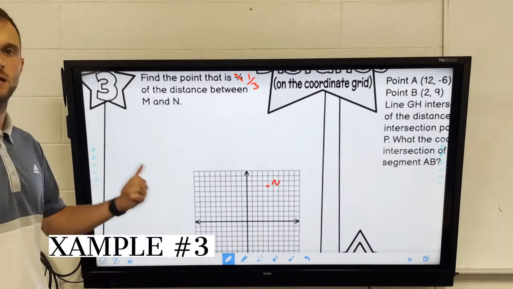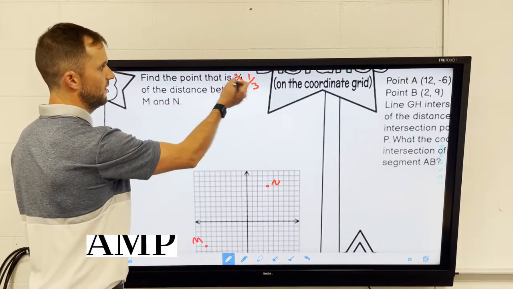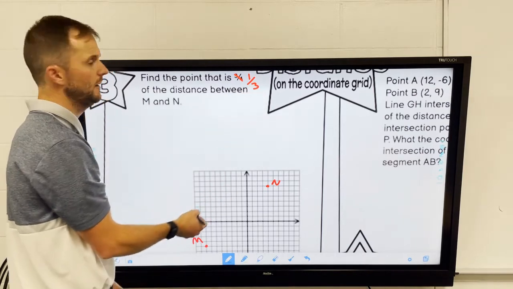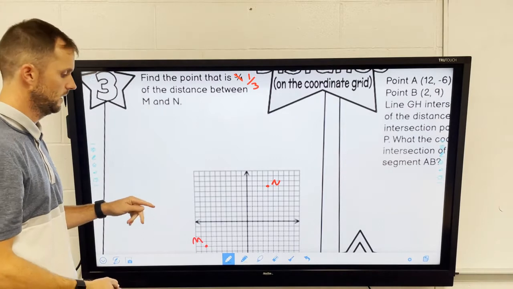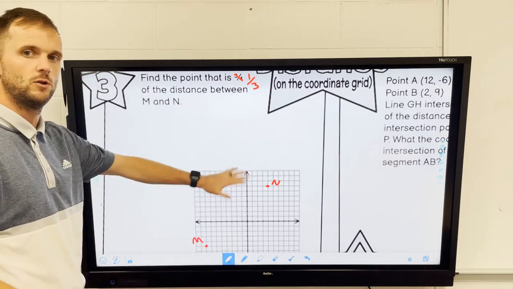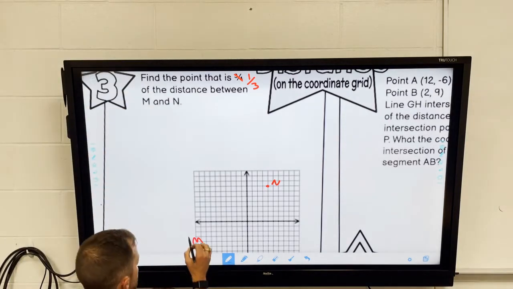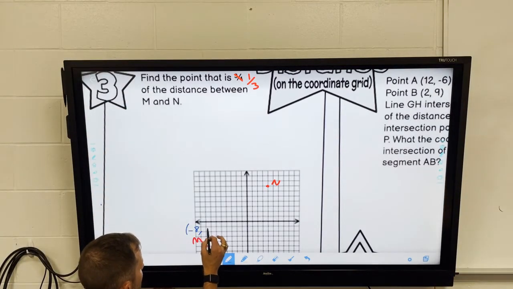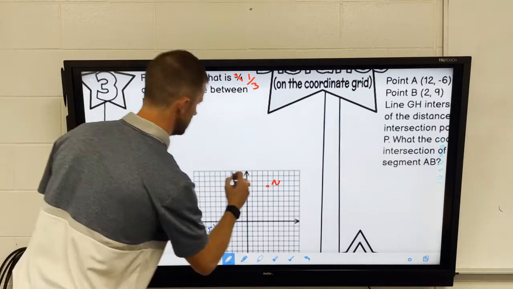All right, guys, so look at example number 3. It says, find the point that is 1/3 of the distance between M to N, okay? So right now I know they're not graphed on your graph there. So right now your coordinate for M is gonna be -8, -5. And then your coordinate for N is gonna be 4, 7.